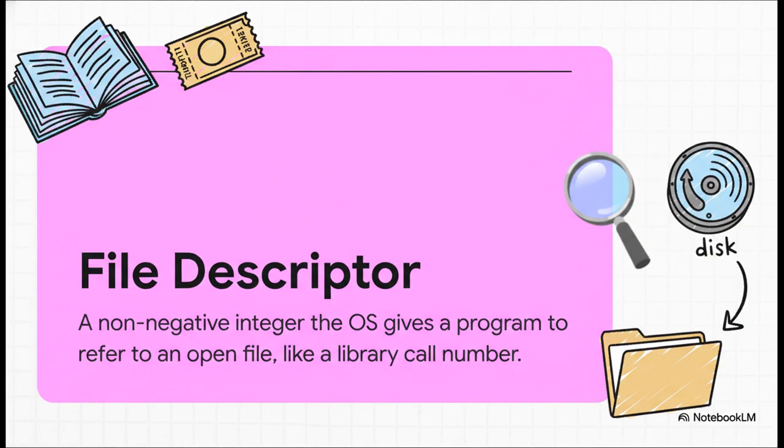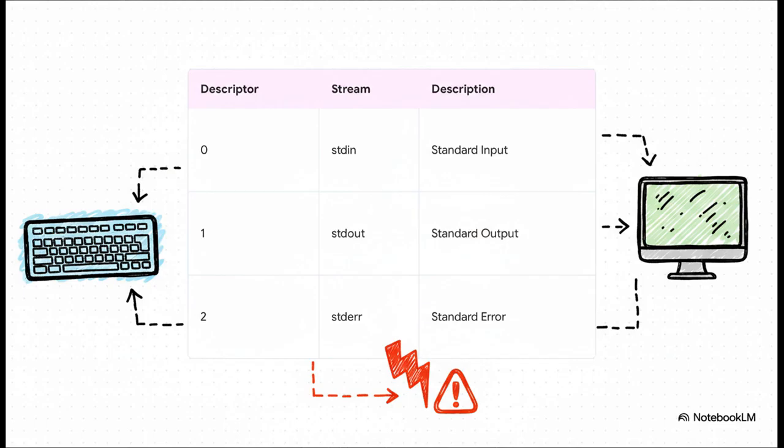Now, when your program opens that file, the OS doesn't give it back the file's long name. No way. That's inefficient. Instead, it hands over a super simple number, like a little ticket. We call this a file descriptor. It's just like the librarian handing you a slip of paper with a number on it. From now on, you don't need the book's title. You just use that number. It's fast and simple. And get this, the idea is so fundamental that every single program you launch automatically gets 3 of these tickets right off the bat.